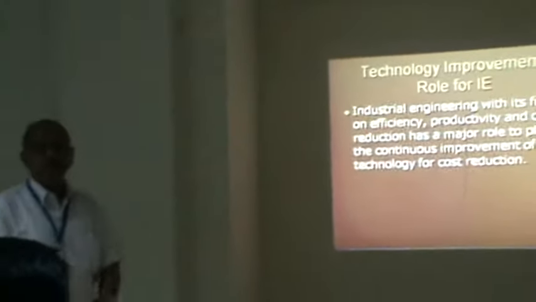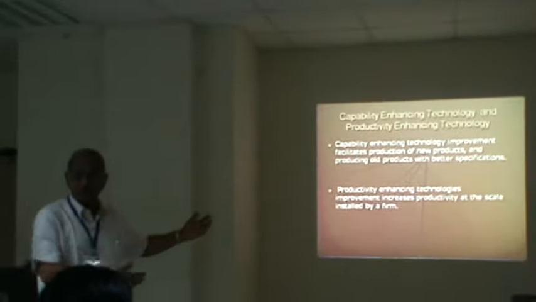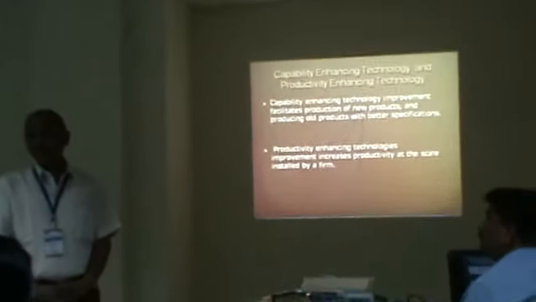Then immediately, where continuous improvement is there, the industrial engineering role comes into the picture. Industrial engineering doesn't create new technology, new products and new processes. Industrial engineering improves the efficiency of the existing products and processes. There is another distinction in the literature where you talk of capability enhancing technology and productivity enhancing technology. Clearly, productivity enhancing technology comes into the area of industrial engineering.